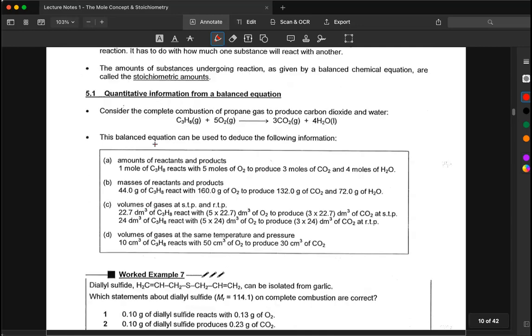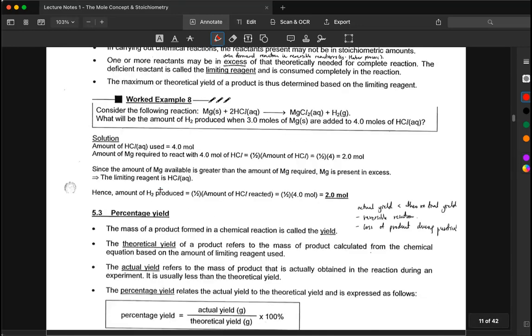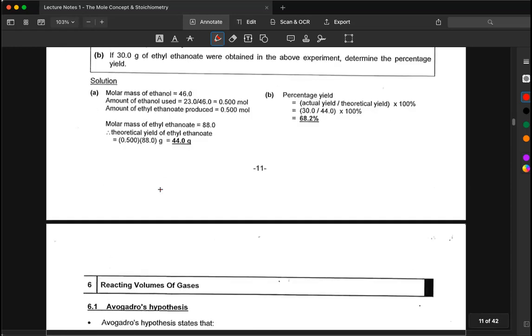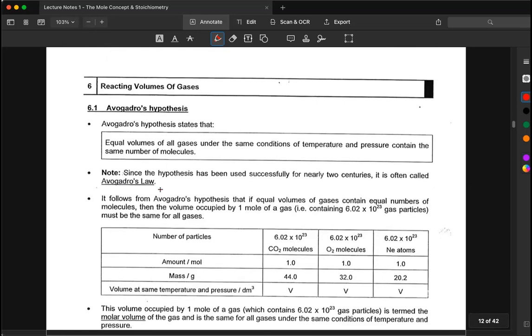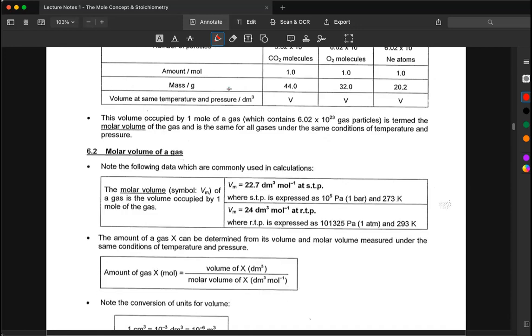Okay, Stoichiometry, no need. This one we will just read on your own. What is limiting reagent? No need. Percentage here, no need. Avogadro law for gas, no need. Molar volume. Okay, this is new.